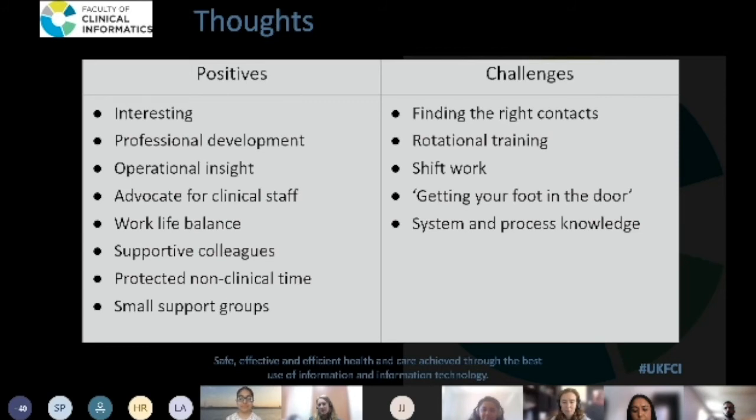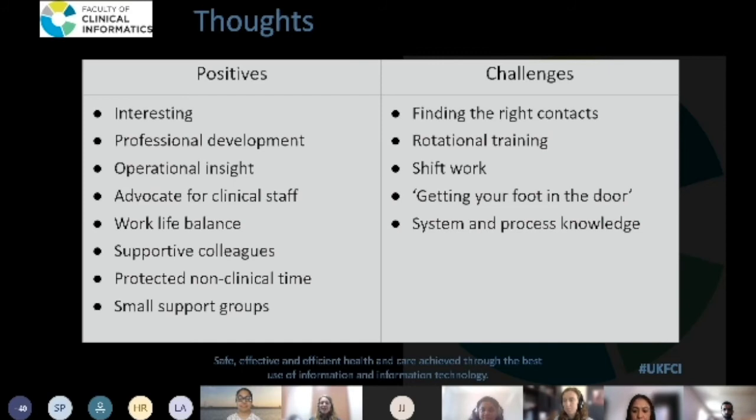And that's because of how supportive my colleagues have been. A lot of the consultants are really interested in what I do and are quite willing to let me take control of my time and be flexible as long as I'm achieving what I need to achieve. The protected non-clinical time has certainly been helpful, and I've really enjoyed having a small support group of other flexible portfolio trainees, a Topol fellow who had a bit more experience and really pointed us in the right direction at the times last year when I felt I didn't know what I was doing or where to go next.